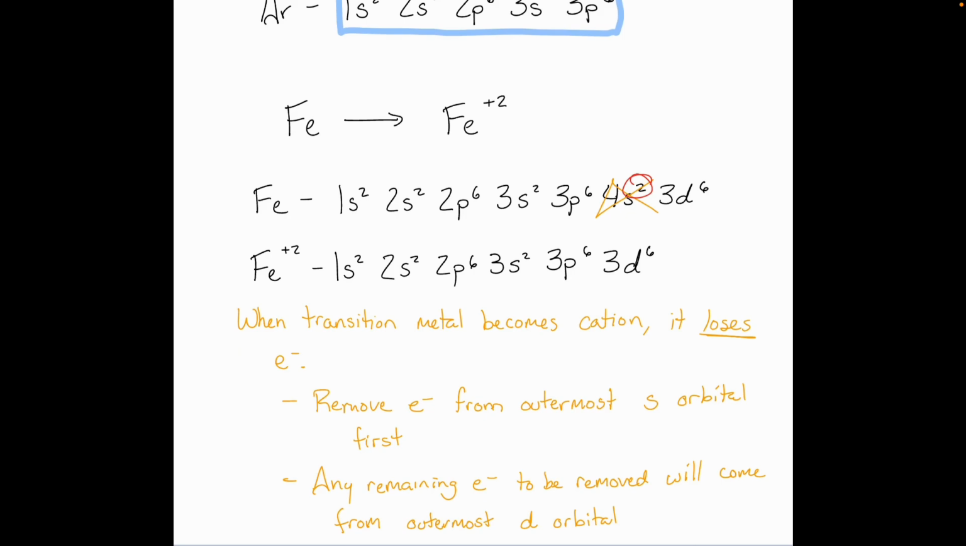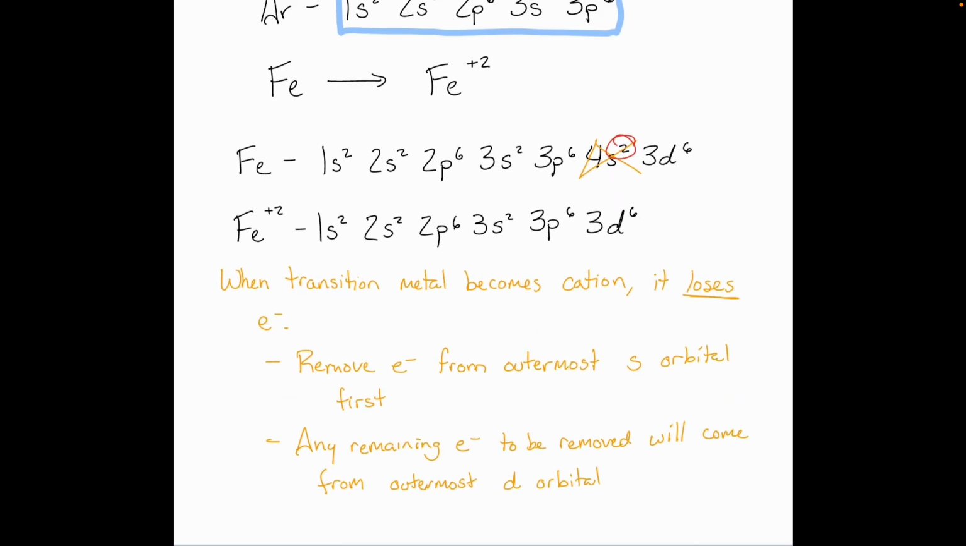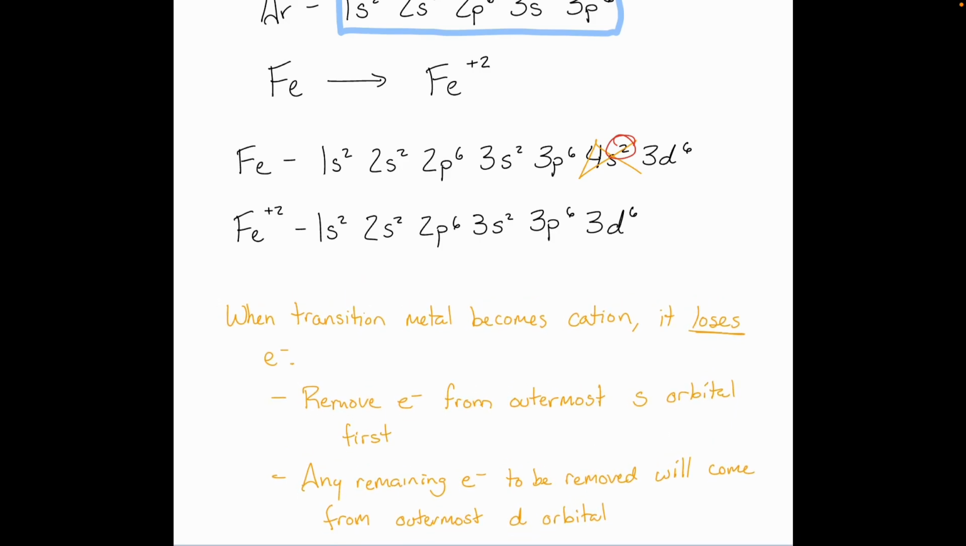Everybody take a second then, based on what we just discussed, and tell me what the electron configuration would be for the iron 3 ion.